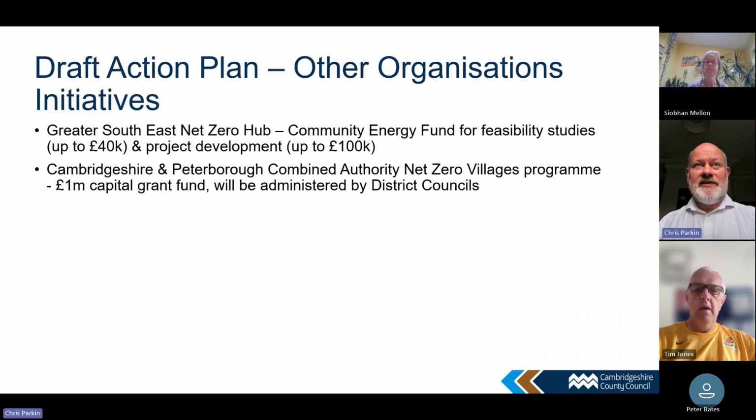There's also the Combined Authority's Net Zero Villages programme, which is a £1 million capital grant fund. Details of that are yet to be published, but we understand that it will be administered by the district councils. So essentially, the combined authority will provide capital funding to each district council, and they will then invite applications for use of that capital funding, which could be used for community energy projects. It could also be used for other decarbonisation initiatives.